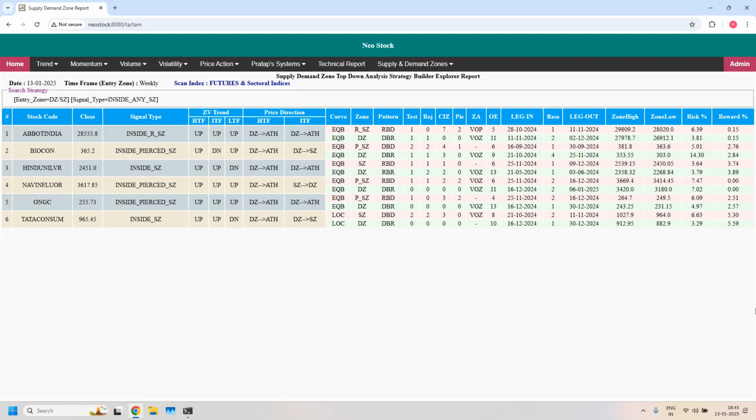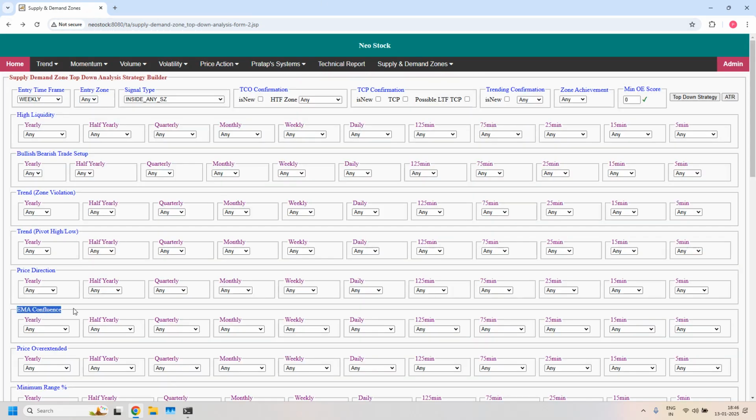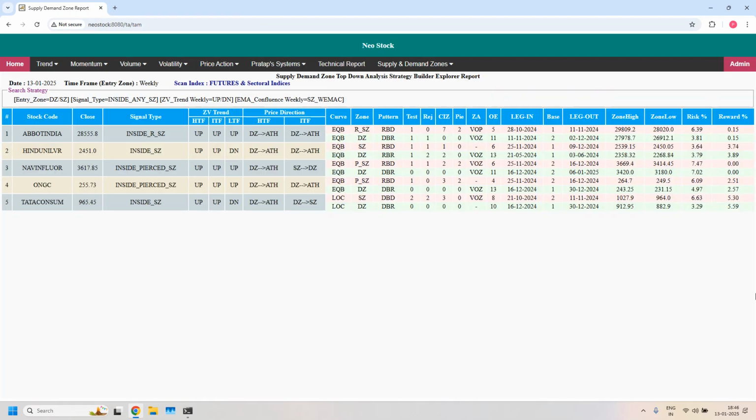6 stocks are filtered. Currently price closed in these 6 weekly supply zones. And let us further filter to check the high probability weekly supply zones based on weekly EMA confluence. So I am adding the filter EMA confluence on weekly time frame. Weekly supply zone having weekly EMA confluence filter is enabled, and the trend on weekly time frame should not be sideways. It can be up or down. Let's filter. Out of 6 we got 5 stocks.